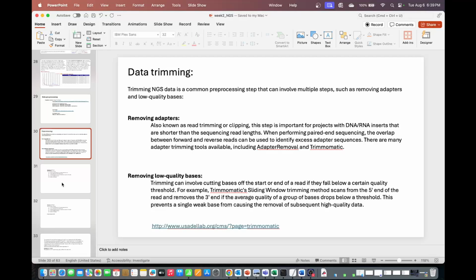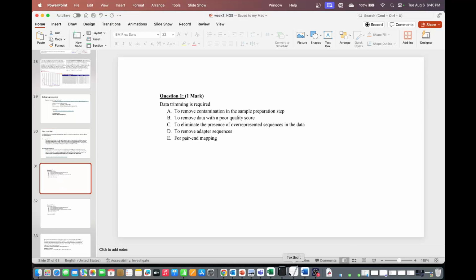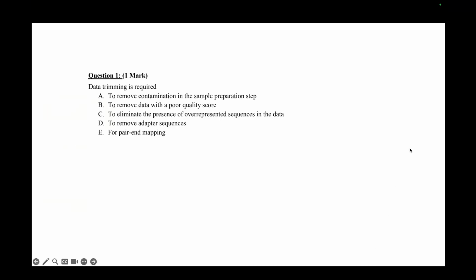So now we'll solve some MCQ problems. You can put your answers in the chat box or unmute yourself and speak if you want. But I'll put these questions on for a minute, then I'll discuss the answers.